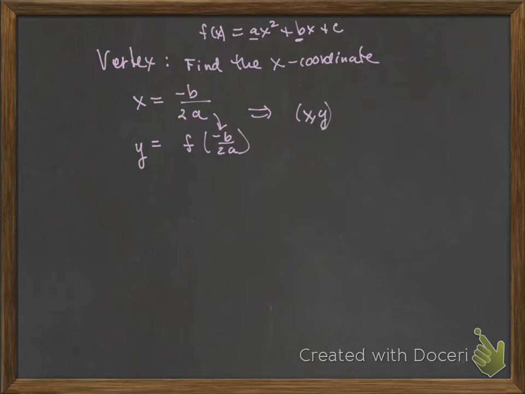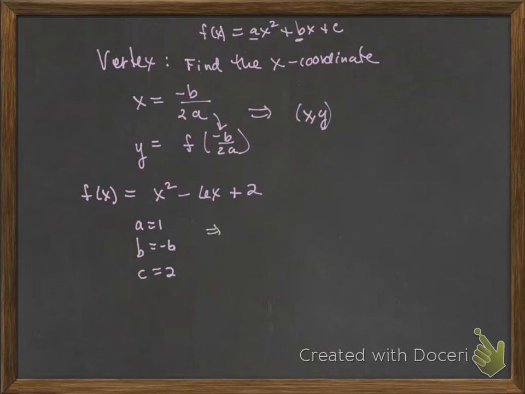All right, so let's consider an example. Let's say we have the function f(x) = x² - 6x + 2, and we're interested in finding the vertex. The first thing is to note the coefficients. So a is equal to 1, b is equal to negative 6, and c is equal to 2. Remember, the signs are always included in our coefficients.